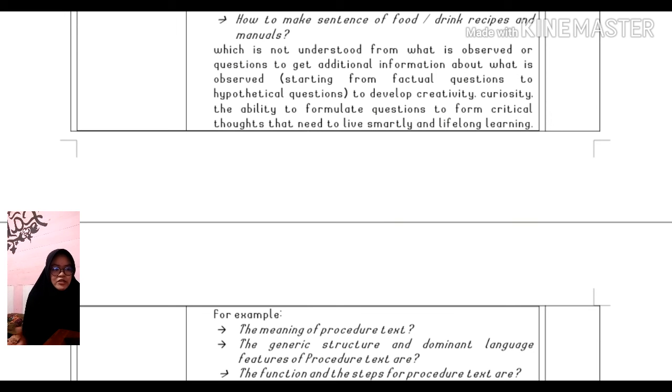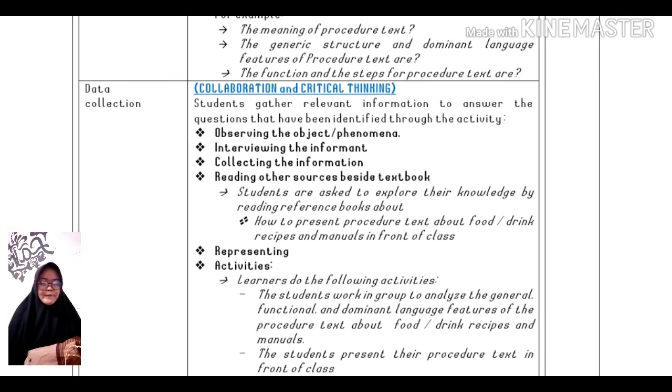So, the generic structure and dominant language features of procedure text, the function and the steps for procedure text. Okay, now we are talking about the collaboration and critical thinking in data collection. Here the students gather relevant information to answer the questions that have been identified through the activity.